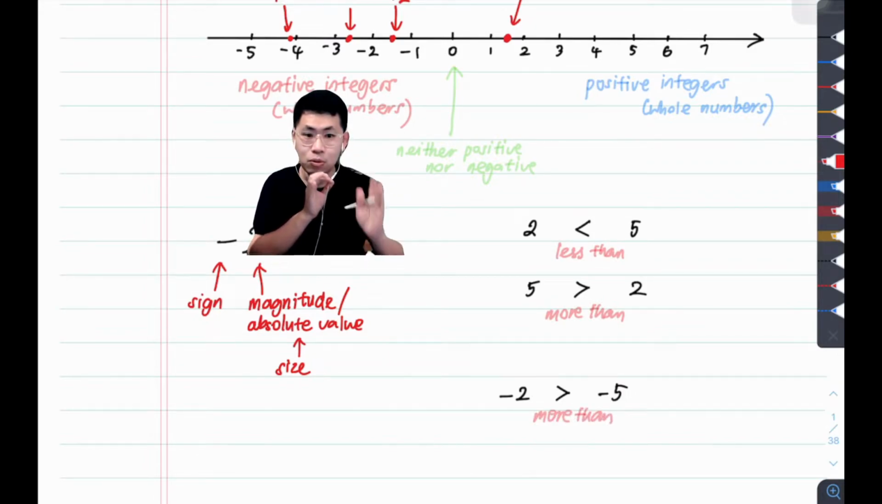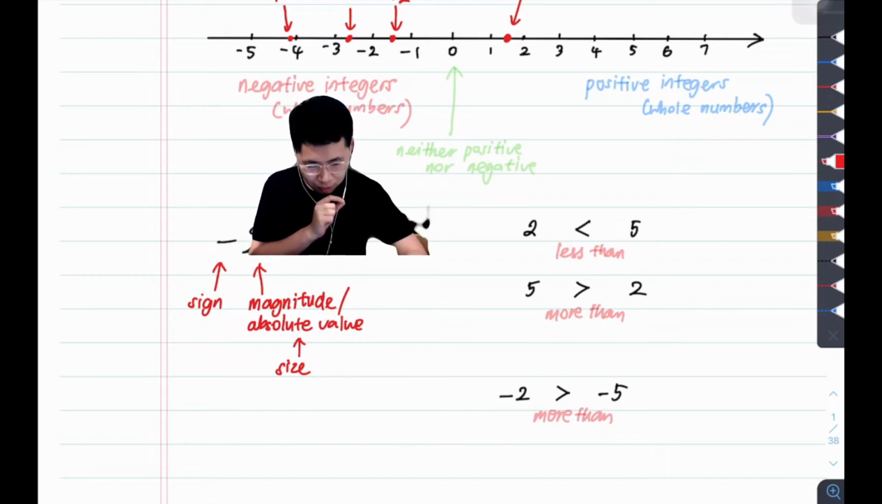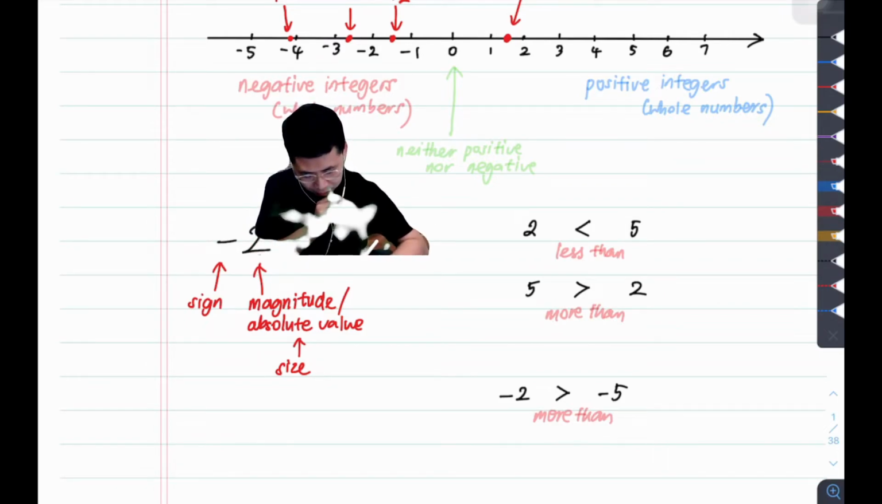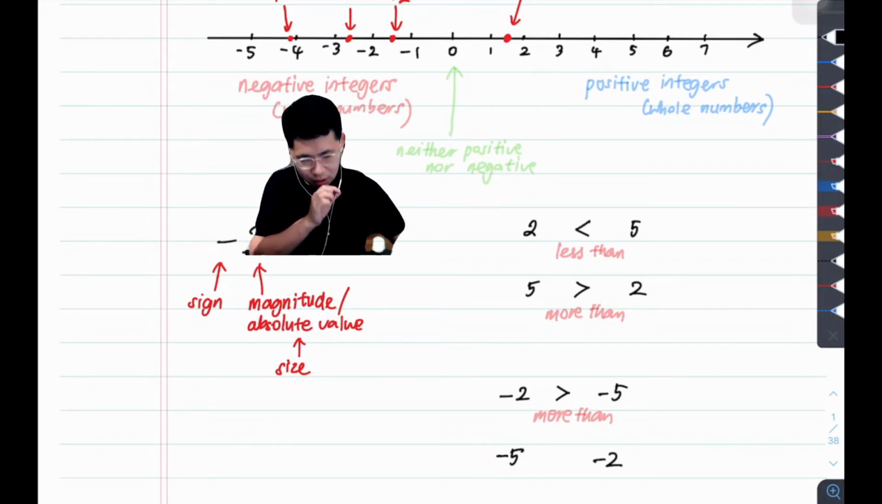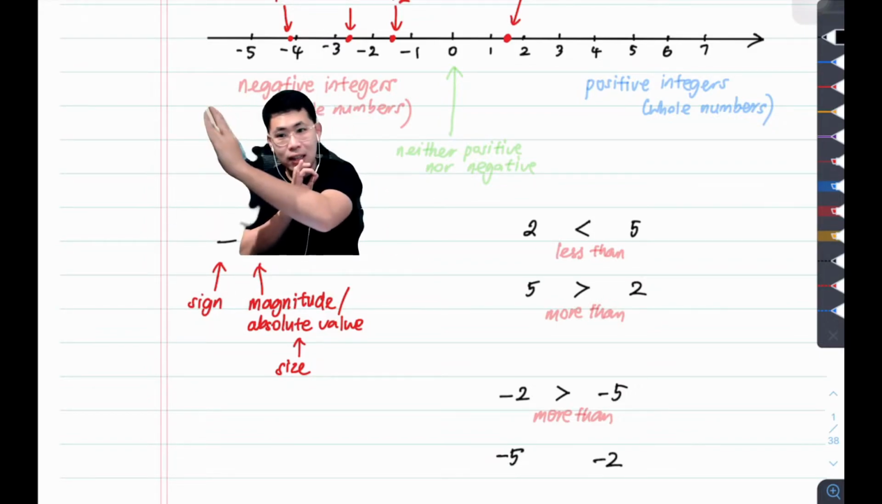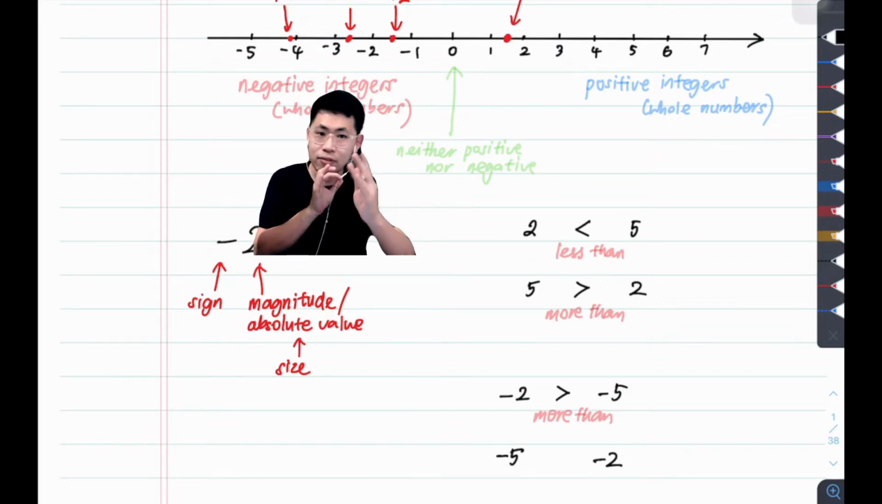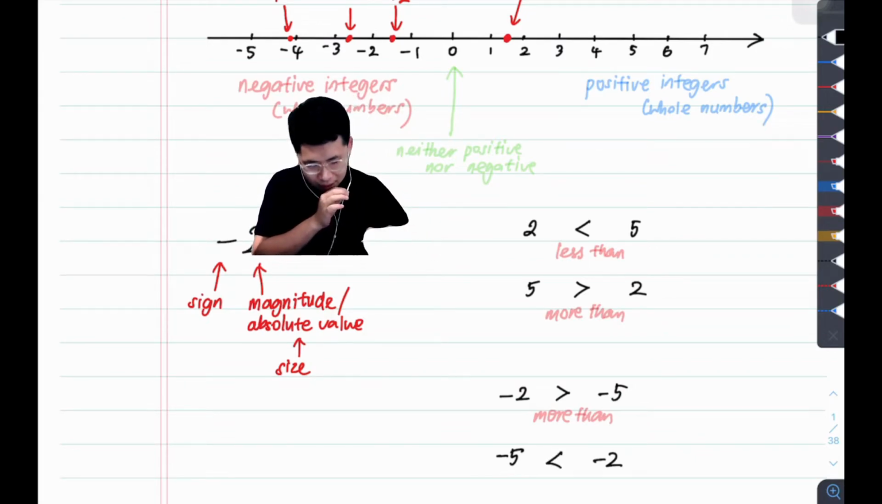Okay, I'm just going to put myself up there, yeah? The other way around. So -5 and -2. What do you think? -5 is on the left, -2 is on the right. So -5 is definitely less than -2.